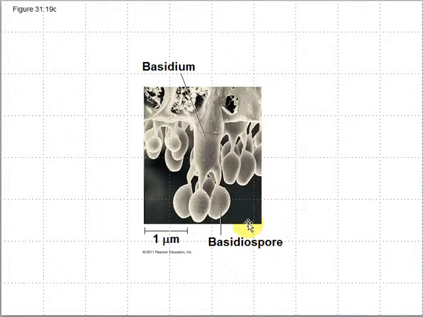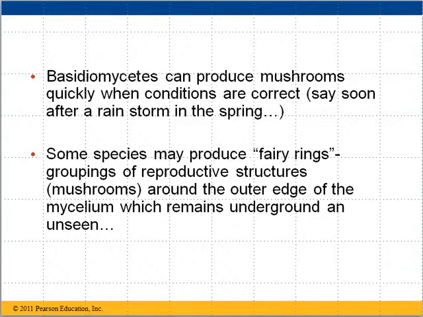Basidiomycetes are normally within the soil or within the rotting wood. They're stretching their mycelium all over the place. They may cover many square feet, and you would never know it because they're underneath the ground. But when conditions are right, they can quickly produce mushrooms for reproductive purposes.